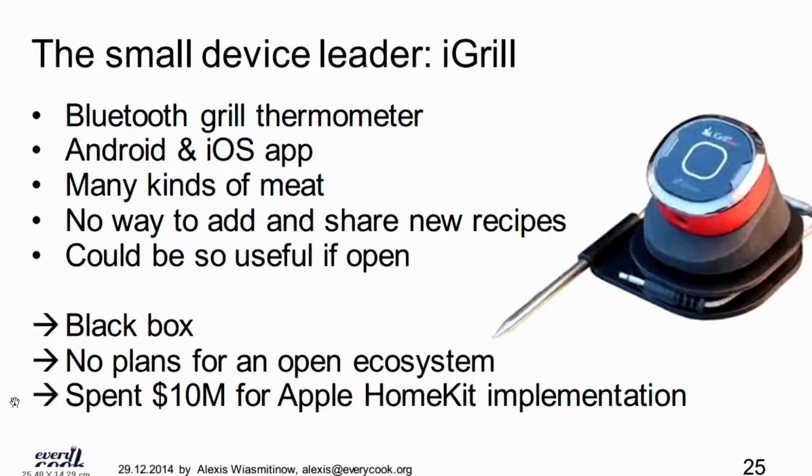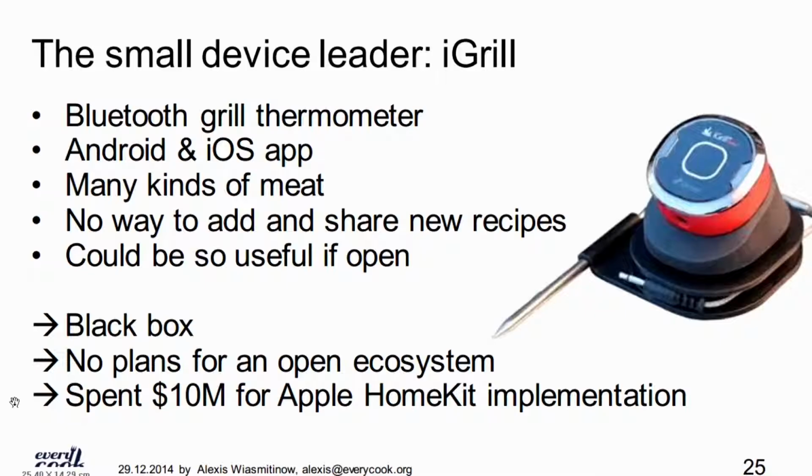Then we have, from the small devices, iGrill. It's a grill thermometer, also a very, very successful startup company. They are probably more than 5 years on the market. This is the 3rd generation of their Bluetooth thermometer, which is basically a great idea. I mean, you say you have a sirloin steak, you want it medium rare, you put in your temperature sensor, you say that on your app, and your app calls you when it's time to take your steak off the heat. You have many kinds of meat, but I didn't find a way to add and share new kinds of meat, new recipes, and it's a bit sad.